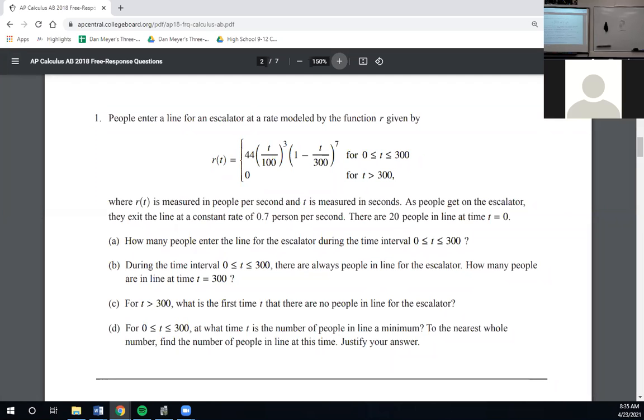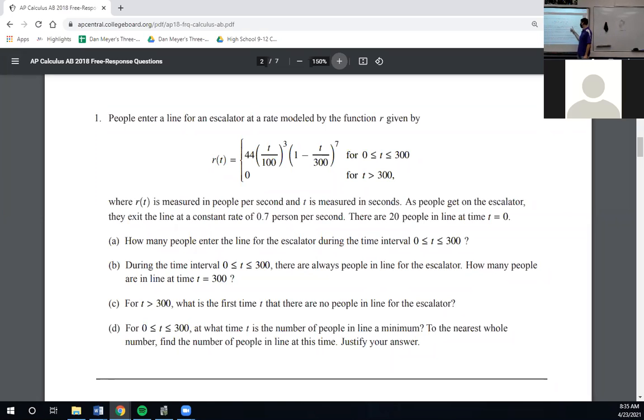Question one. Question one is your rate in, rate out question. It is on the calculator here. So it gives you people entering the line for the escalator at this rate. So there's your rate in.